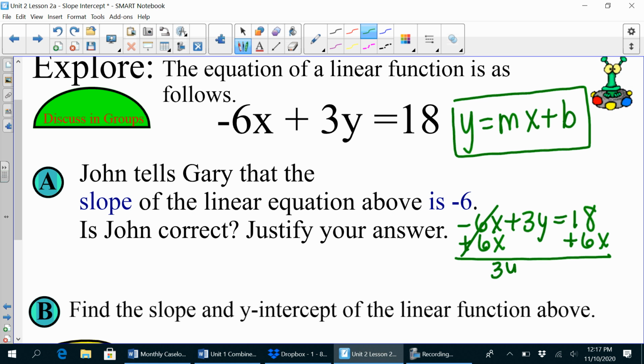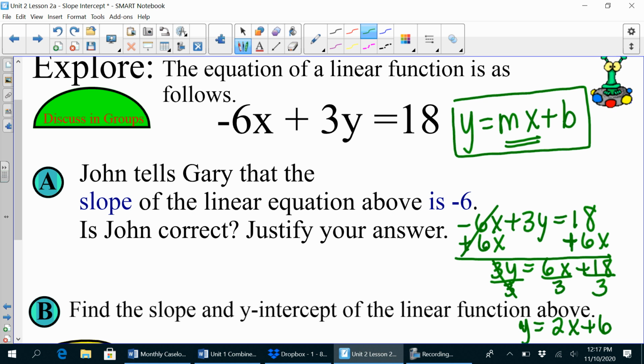We'll bring down 3y equals, now remember, we rewrite this so that it looks like mx plus b, so 6x plus 18. You want to write the number that's with the x first. Then I divide everything by 3. I'll just write it under here. So this would be y equals 2x plus 6.